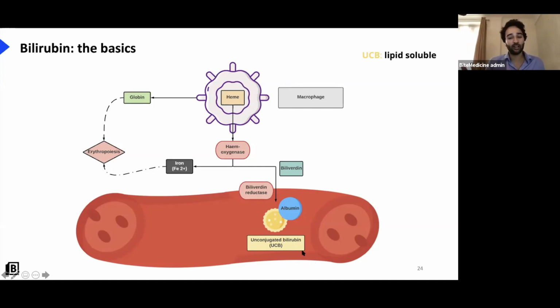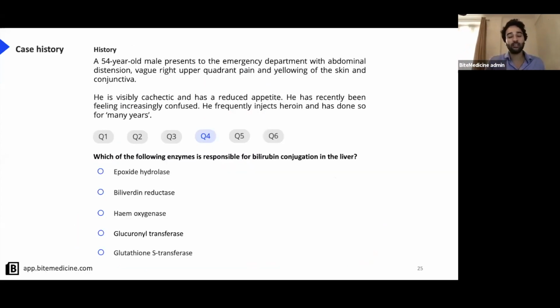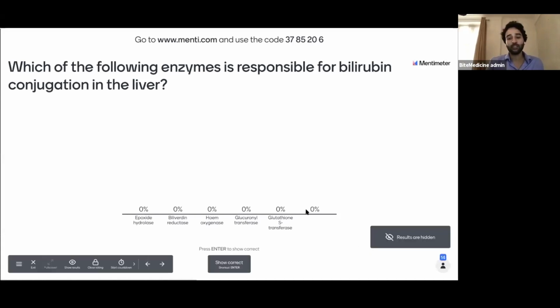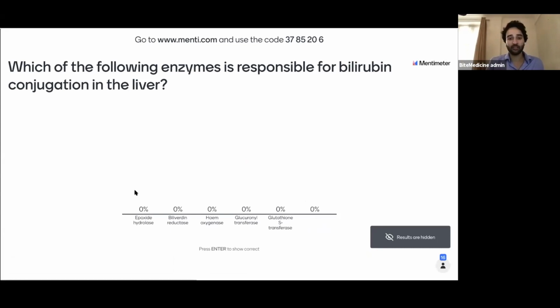So now we're going to move on to the liver. But before we do that, make sure everyone's still awake. As we know, with the albumin, this unconjugated bilirubin is going to be transported to the liver. It needs to be bound to albumin because it is lipid soluble. But once it gets to the liver, which of the following enzymes is responsible for conjugation of this unconjugated bilirubin? And we'll talk a little bit more about this process of conjugation shortly as well. Ignore the option on the far right, not sure why that's happened, just focus on these five.